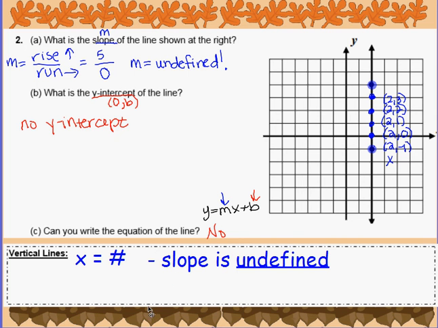Their slope will always be undefined because you'll always be rising but never running. And they will always cross the x-axis, causing it to be an x equals equation. Wherever it crosses the x-axis helps you choose this number here.